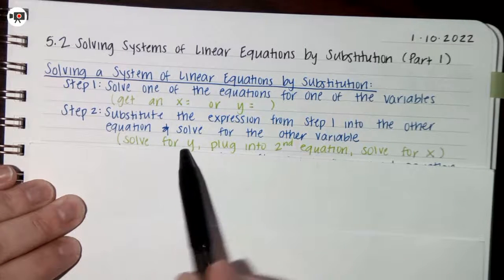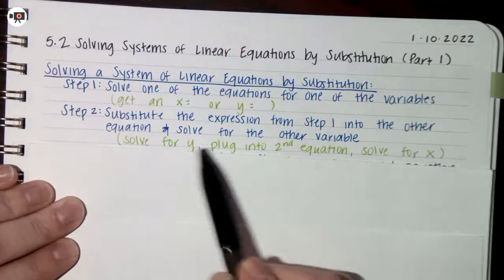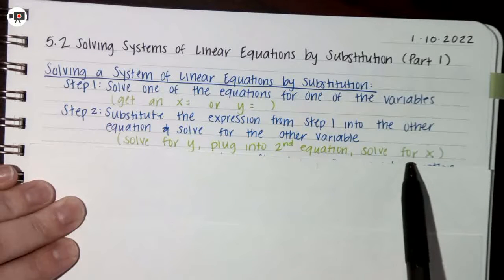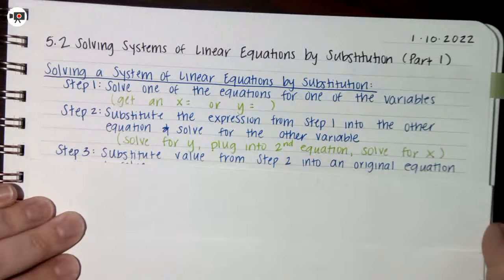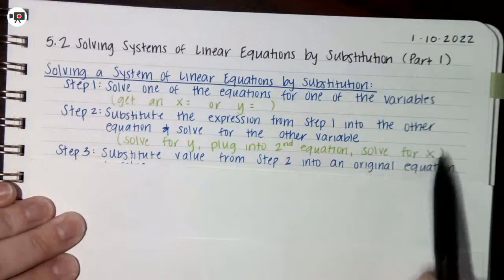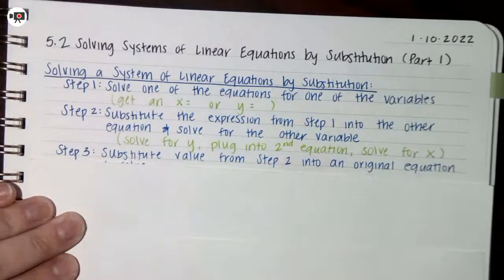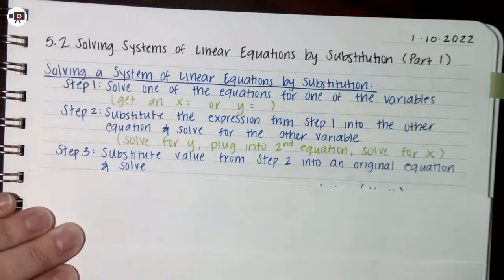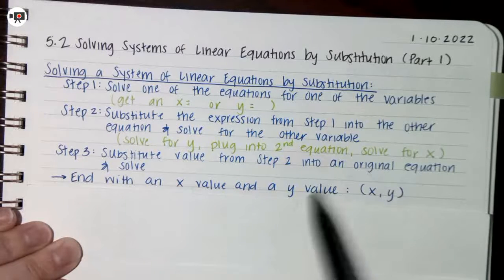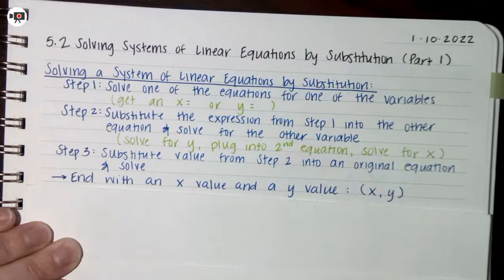Then step 2, substitute the expression from step 1 into the other equation and solve for the variable. So if you solved for y, you're going to take everything that y equals and plug it into the second equation, then solve that one for x. After that, substitute your value from step 2, so whatever x was, plug it back into an original equation and solve. You're going to end with an x value and a y value, which will be put together in an ordered pair as x comma y.